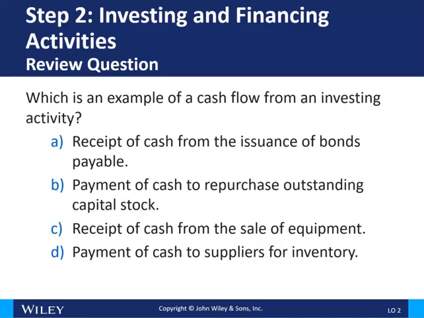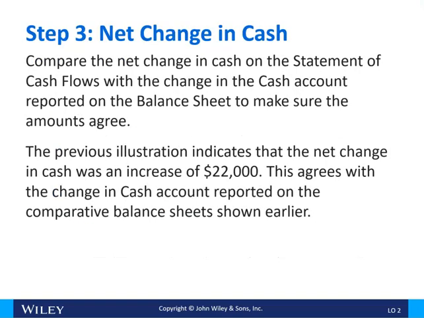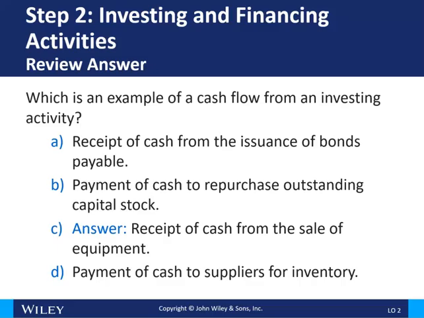Receipt of cash from the issue of some bonds payable, payment of cash to repurchase outstanding capital stock, receipt of cash from the sale of equipment, payment of cash to supplier for inventory. We're looking for the investing activity. So receipt of cash from the sale of equipment is investing. The first two are financing, so it's how we're financing our business. And then the last one, payment of cash to suppliers, will be in the operating section.